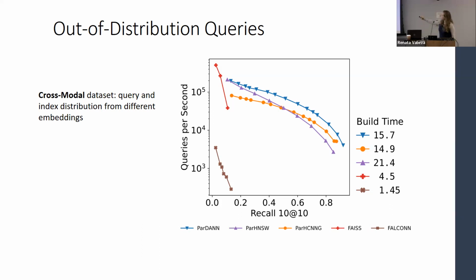So here, these three algorithms are the parallel lock-free implementations from our paper: DiskANN, HNSW, and HCNNG. And then FACE is a bucketing-based algorithm based on clustering, and Falcon is an LSH algorithm. So this is the one that actually has some interesting theory behind it.